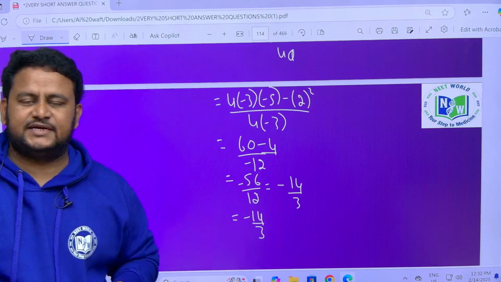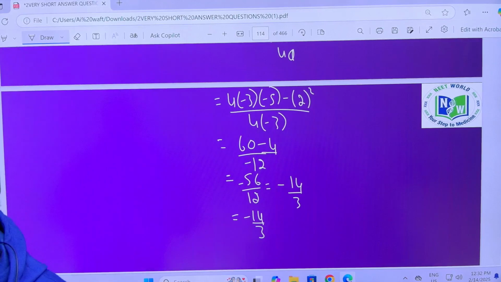So when a is negative, you will get the maximum value, and when a is positive, you will get the minimum value. This you have to remember very carefully. Got it, friends?